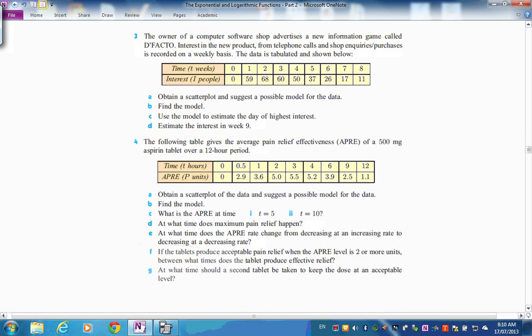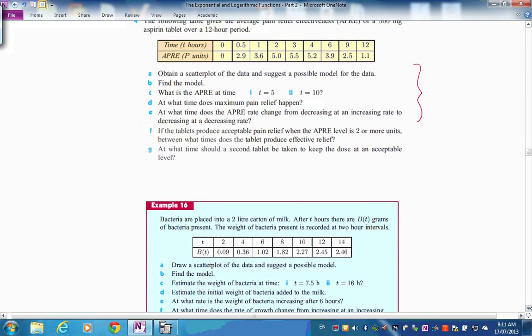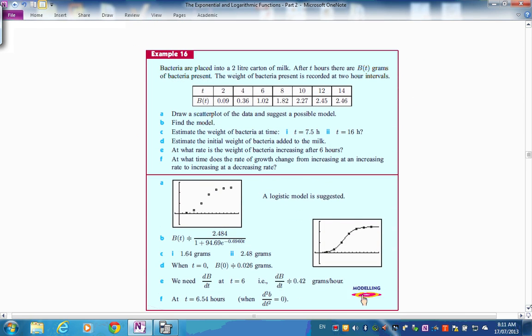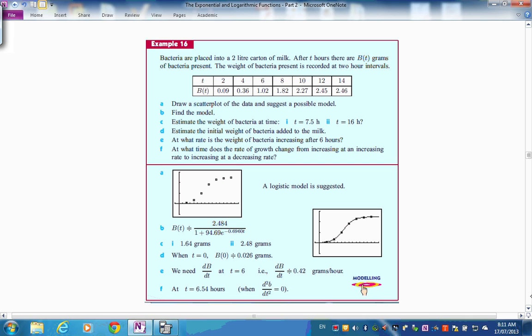So here's questions 3 and 4, and you're going to have to work out for yourself from the shape of the graph what you're going to try and fit here. And you'll see that quite obviously, and I think there come another couple of surges in that one. All right, so let's go down. The next example here, and it's a bacterial problem here. Draw a scatter graph, find the model.